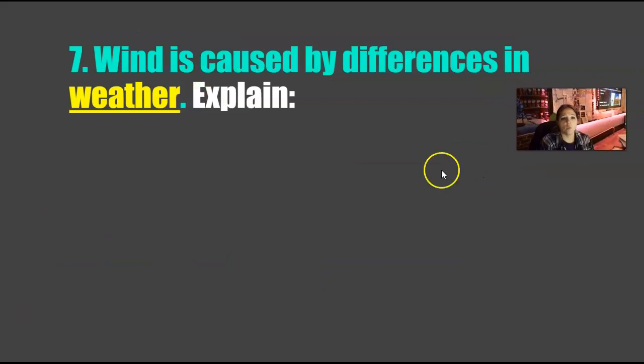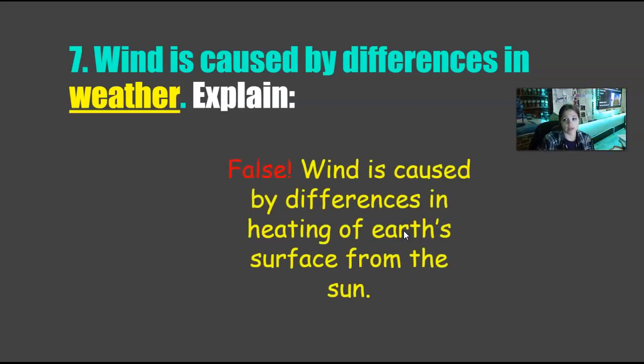All right, let's hop on over to the anticipation guide. Number 7, wind is caused by differences in weather. This is false. On the right-hand side, you're going to write false. And then in the explain, wind is caused by the differences in the heating of Earth's surface by the sun.